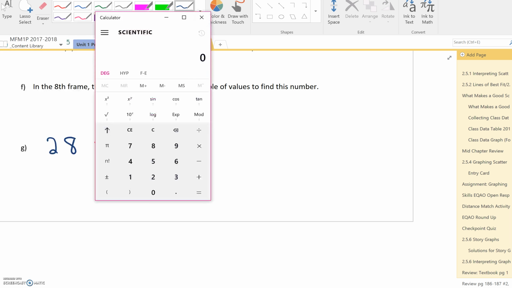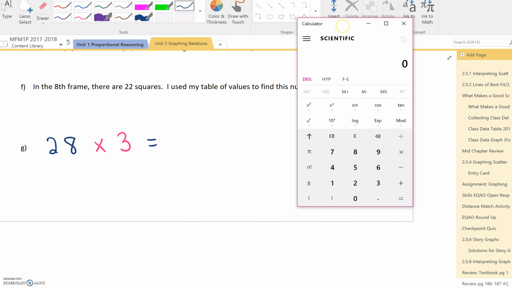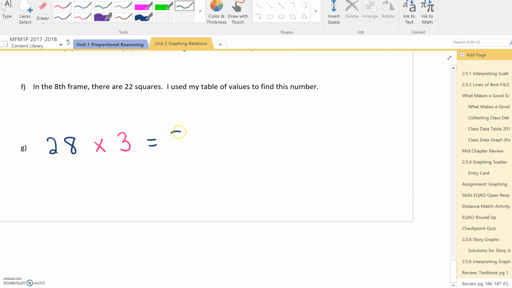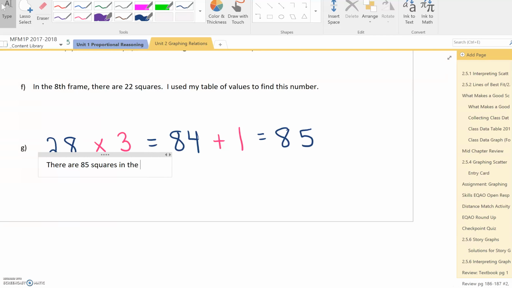Oops, just trying to pull up a calculator. So we're going to do 28 times 3, which is 84. That's not the answer though. Remember, we have to add 1 because otherwise the pattern wouldn't work. So there are 85 squares in the 28th frame, and you have to use a complete sentence again. So there are 85 squares in the 28th frame.